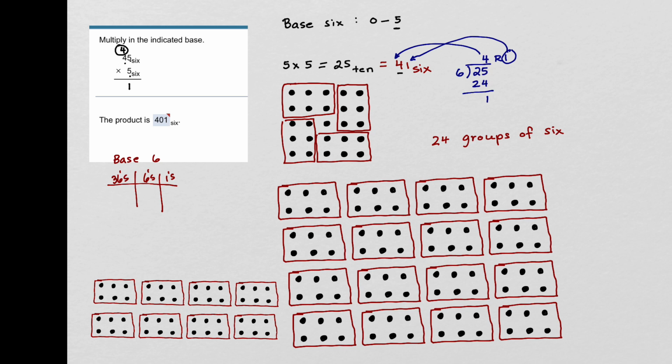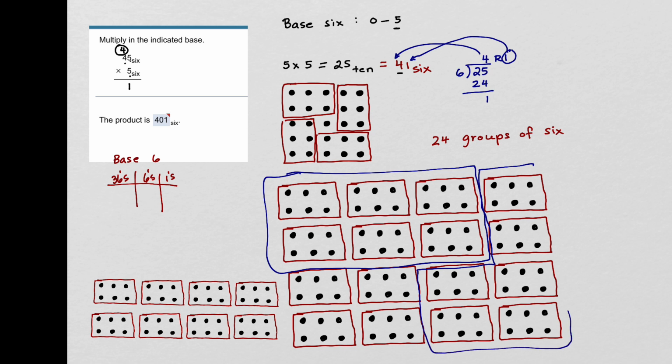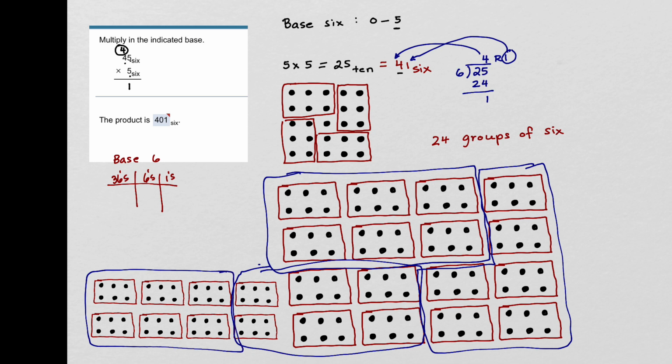So let's form groups of 36. That's the easiest way to do this. So here's one group of 36 because it's 6 6's. And then here's another 36, so that's a second one. And then here we've got a third one. And here we have a fourth one. And there's nothing left over. So that means I would have 4 36's and no 6's left over.